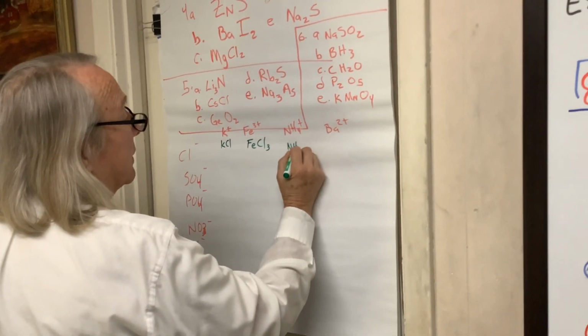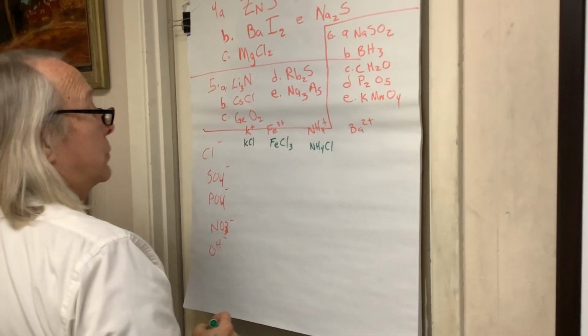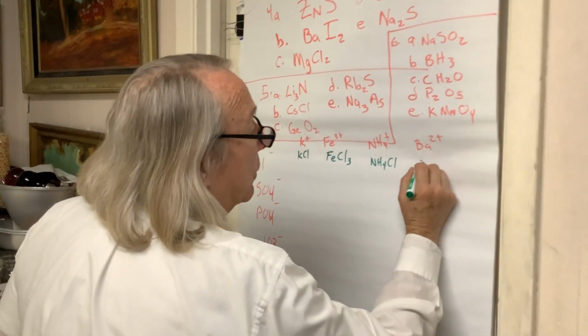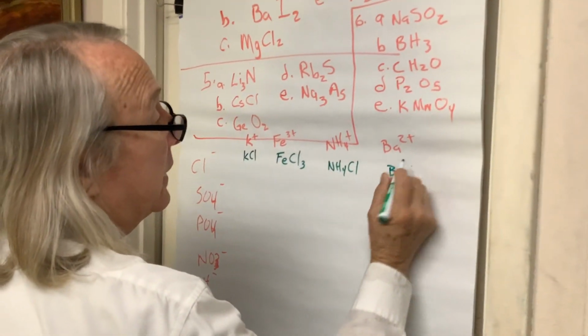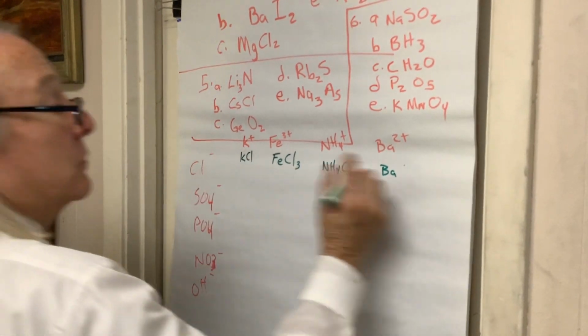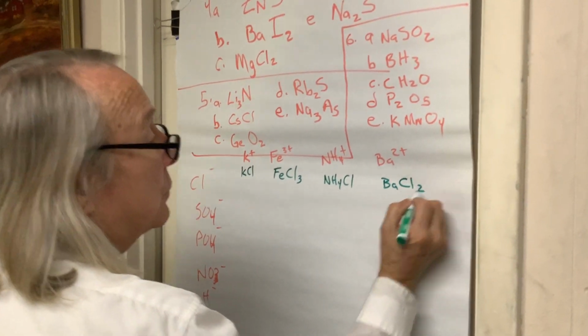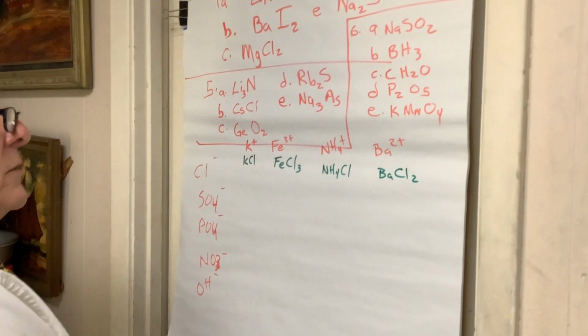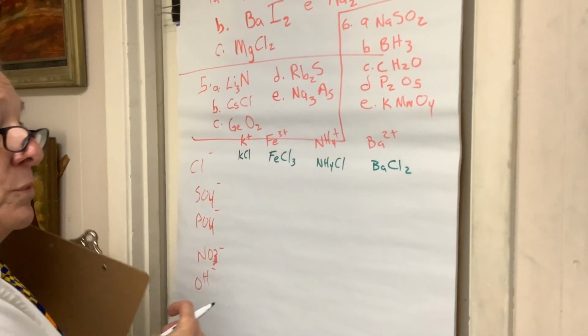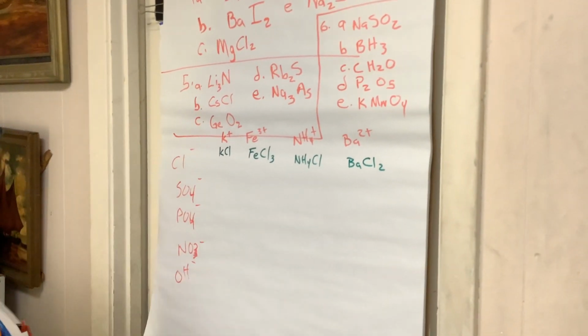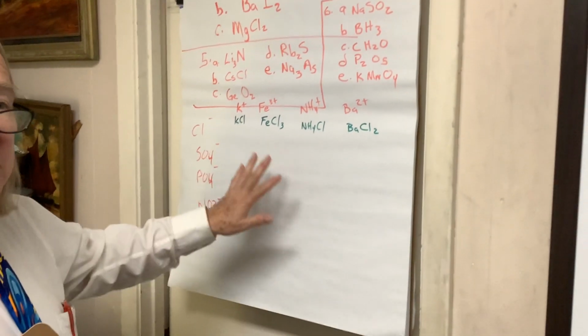Ammonium chloride, a very common laboratory chemical. Barium chloride: barium is 2+, chloride is -1, so I need 2 chlorines to balance the charge and get to a neutral species when I put these ions together. This is what they're asking you to do.